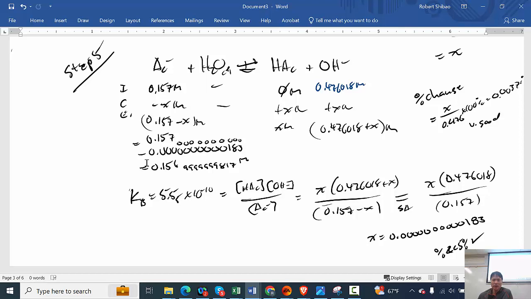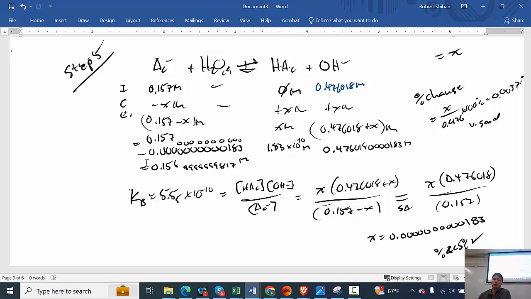This acetic acid, yes, that did change significantly. This is 1.83 times 10 to the minus 10 molar. And the hydroxide, did we really add much hydroxide to that? No. I need 10 decimal places. So 0.476018 is 6, 7, 8, 9, 10, 1, 8, 3.